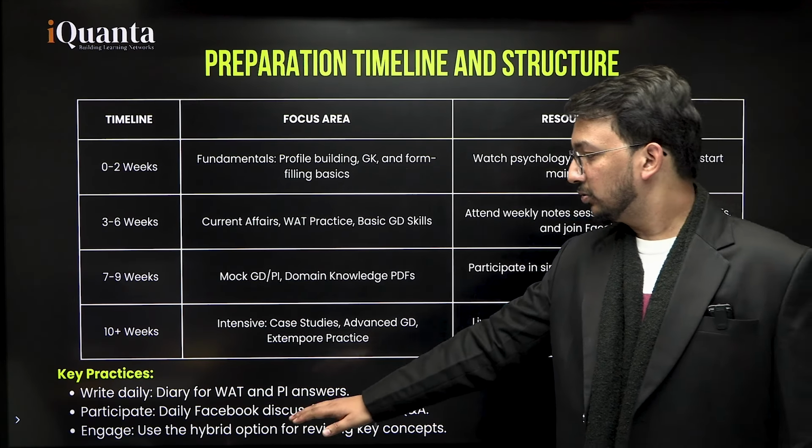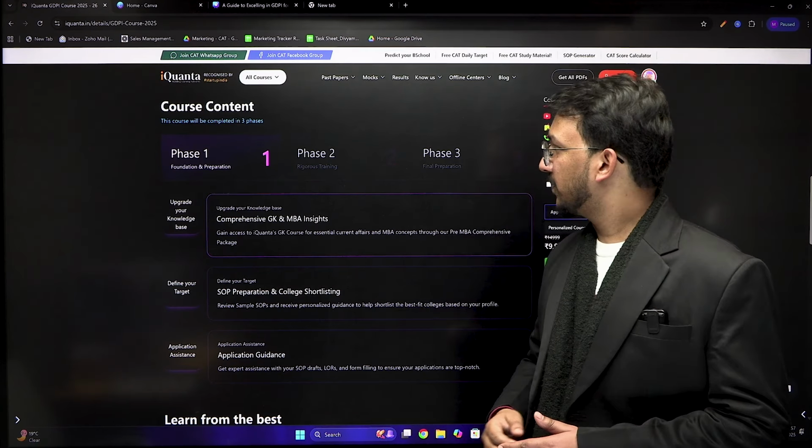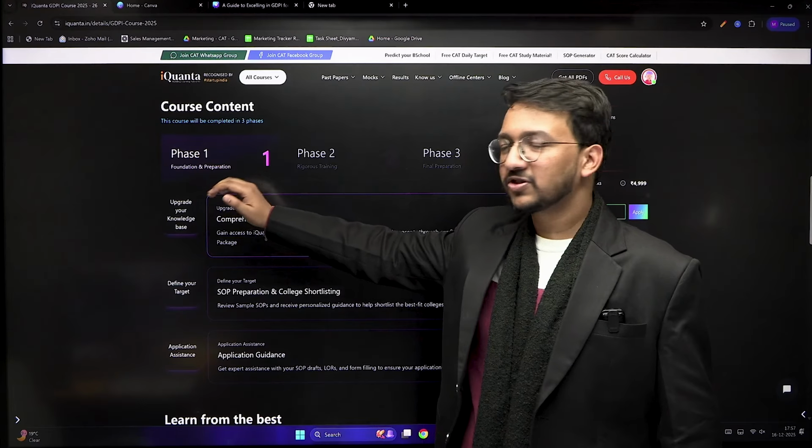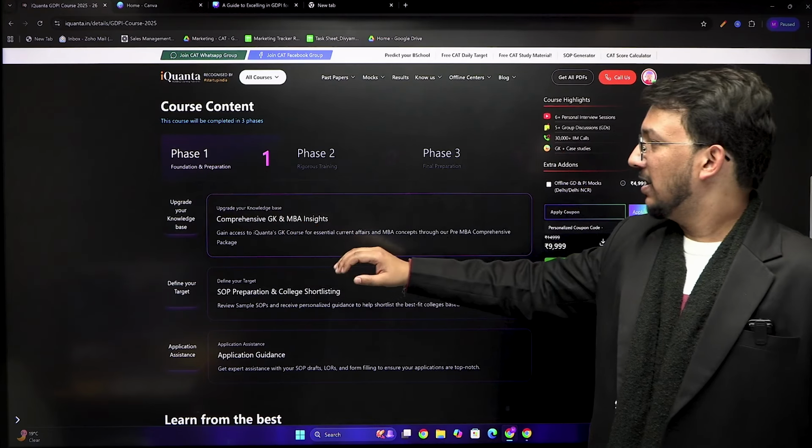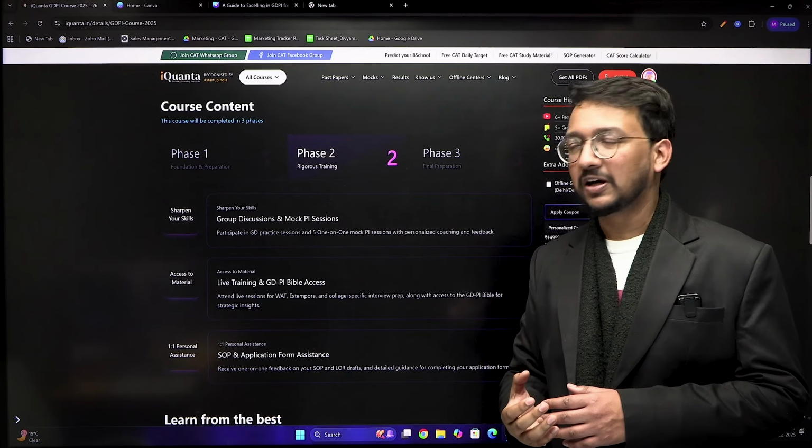So the whole course will be covered in 3 phases. The first phase is called Foundation and Preparation. Here we will be upgrading your knowledge base with comprehensive GK and MBA insights. Next, we will be defining your targets with SOP preparation and college shortlisting and helping you with the application filling.